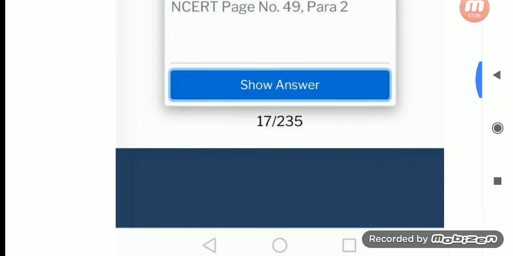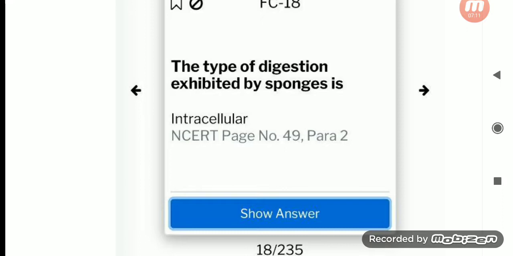The type of digestion exhibited by sponges is intracellular.